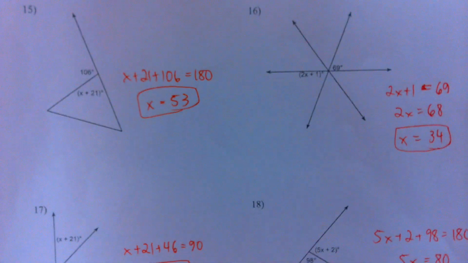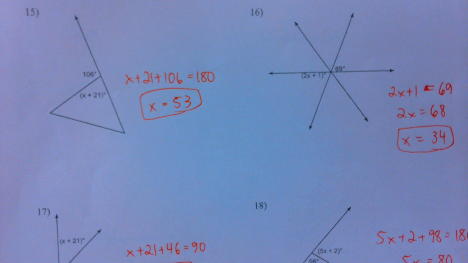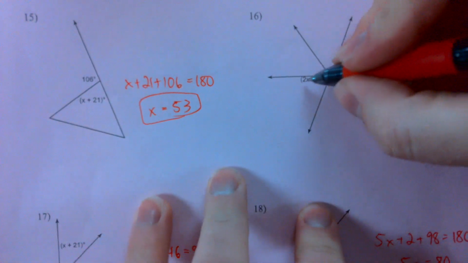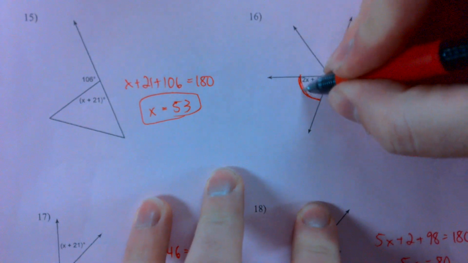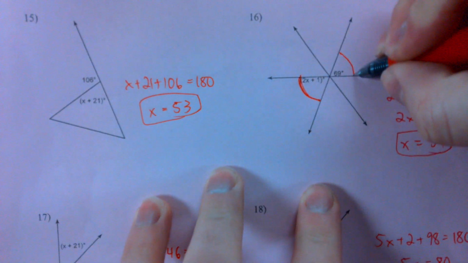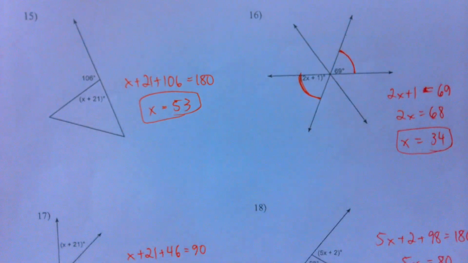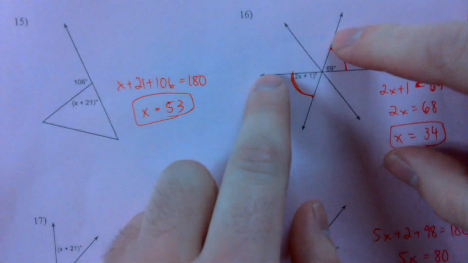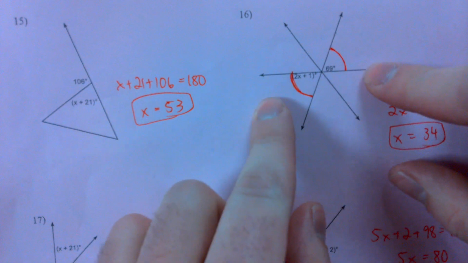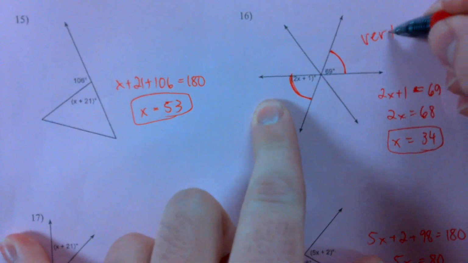Let's go down to 15 and 16. If you got 53 and 34, then you did great. If you got something different, again, take a look at your work, take a look at mine. Number 16? Vertical, because they're directly across from each other. Here, let me show you. If we draw the little angle marker here for 2x plus 1, and we do the one right here for 69 degrees, they're directly opposite of each other. These 2 little curved lines do not touch at all, so that's how we know they're vertical angles.